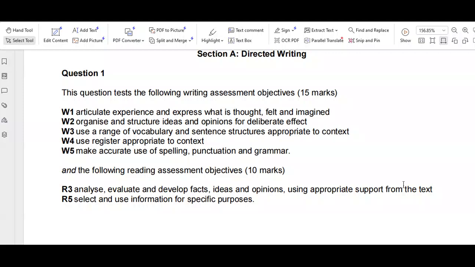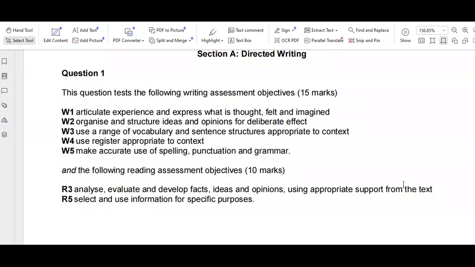So let's first discuss the particular grounds and the basis on which we are going to be assessed. First and foremost, the examiner wants to see in the response that we record in the directed writing section that we, as candidates, are capable enough to express what we have experienced, what we are thinking, what we are feeling, or what we are imagining. Whatever things are inside our mind, or things that have happened with us during a certain event, we are capable enough to express them clearly.